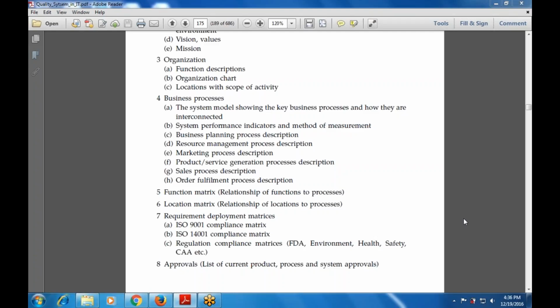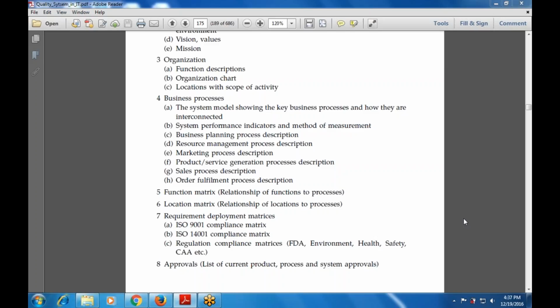So one is a function matrix, then a location matrix, that is the relationship of the function to the processes, then the relationship of the location to the various processes. Then the next one is the requirement deployment matrices, that is, what is a compliance matrix. Then what are the various regulation compliance matrices, that includes the environment, the health, the safety, the CCA and so on.